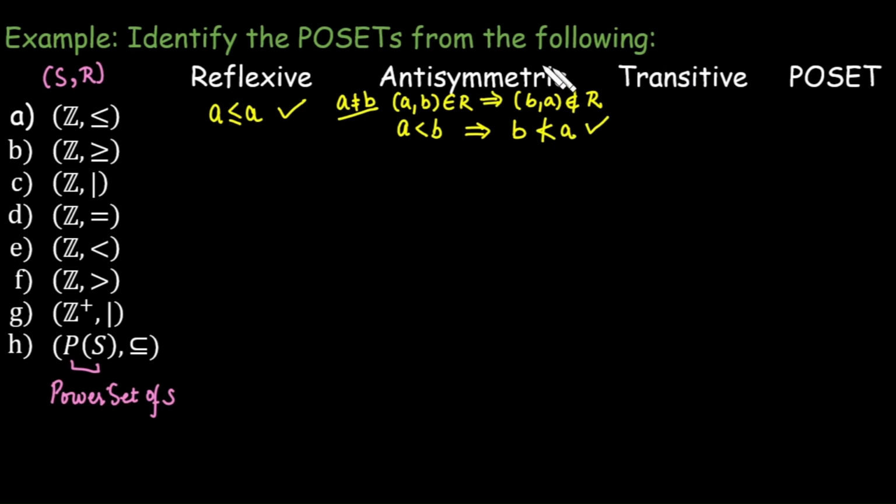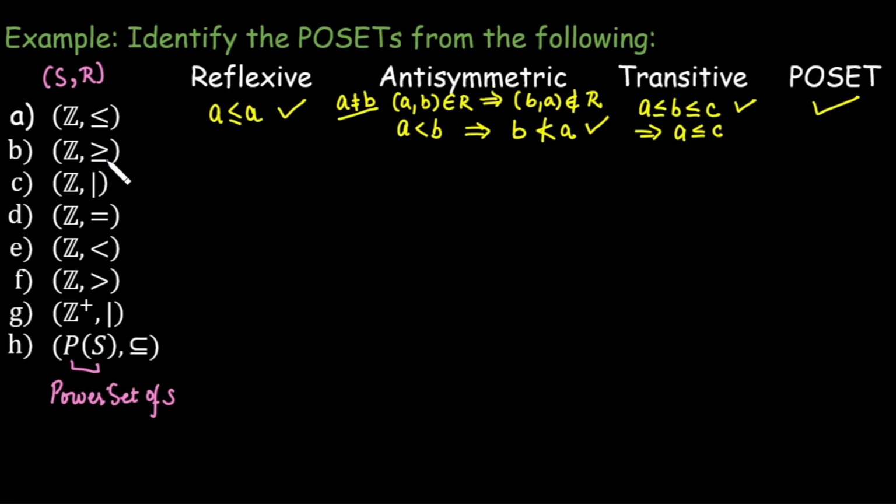What about the transitive? Whether this relation is transitive on the set of integers means: if A is less than or equal to B, and B is less than or equal to C, can we conclude A is less than or equal to C? Yes. As the relation is reflexive, antisymmetric, and transitive, we can conclude yes, this represents the POSET, that is a partially ordered set.